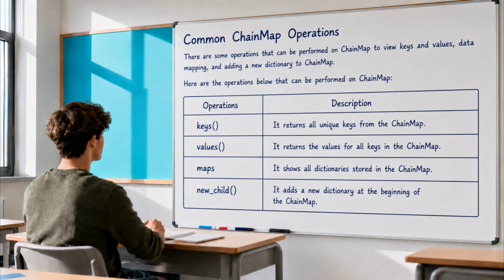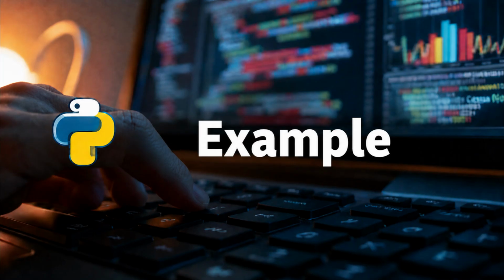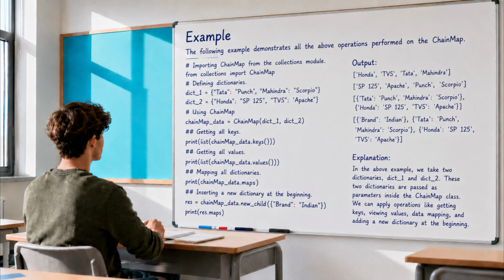Operations and description. Keys: it returns all unique keys from the ChainMap. Values: it returns the values for all keys in the ChainMap. Maps: it shows all dictionaries stored in the ChainMap. new_child: it adds a new dictionary at the beginning of the ChainMap. Example. The following example demonstrates all the above operations performed on the ChainMap.